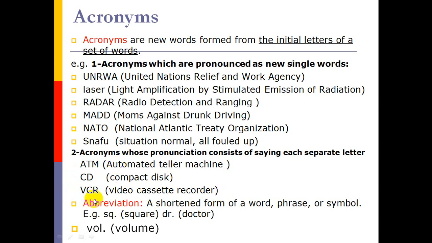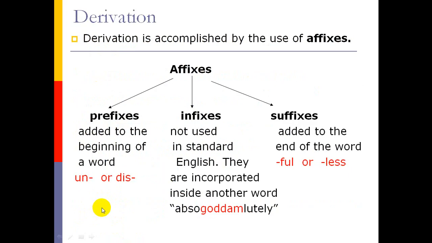Okay? Then we move to abbreviation. What is an abbreviation? An abbreviation is a shortened form of a word, phrase, or symbol. For example, SQ, square, DR, doctor, vol, volume. So we can take just the beginning letters, two letters, three letters of a word. The first, SQ, for example, S and Q. The first three letters, VOL, vol. So this is different, and that's why it is abbreviated, shortened.